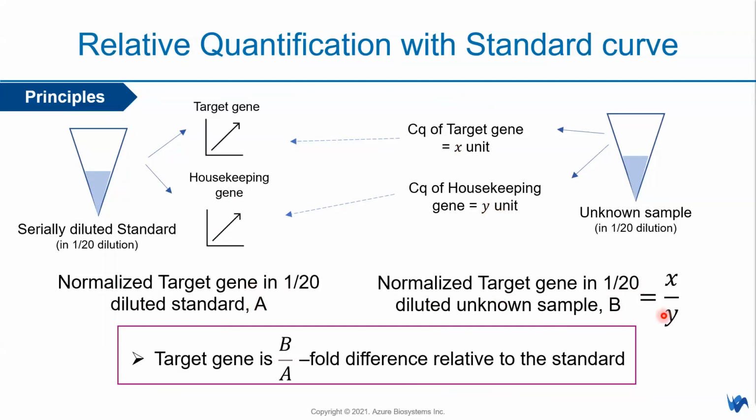To get your fold differences, or the relative expression, you divide the ratio of the unknown sample by the ratio of the standard. That's it. This is how you get the fold differences in comparison to your standard.